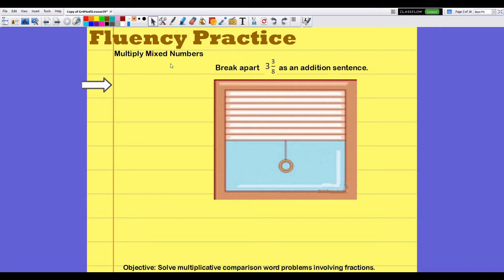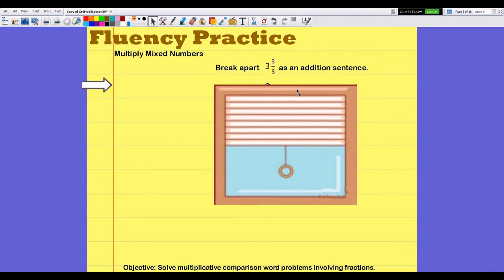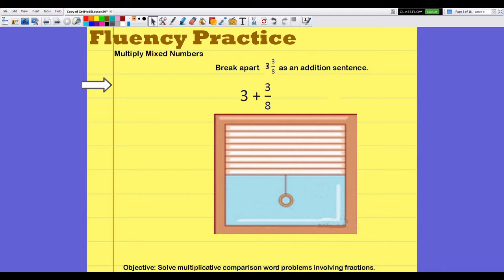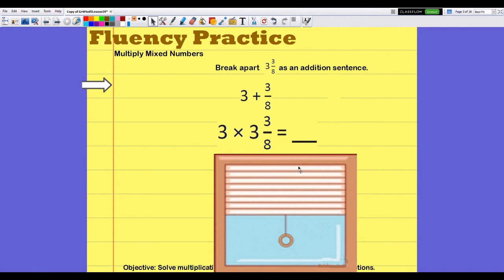Fluency practice: Multiplying mixed numbers. Break apart 3 and 3/8 as an addition sentence. So we're going to use addition. First we're going to rewrite 3 and 3/8, and we're going to break apart the 3 wholes and the 3/8. Next, we're going to multiply 3 times 3 and 3/8.